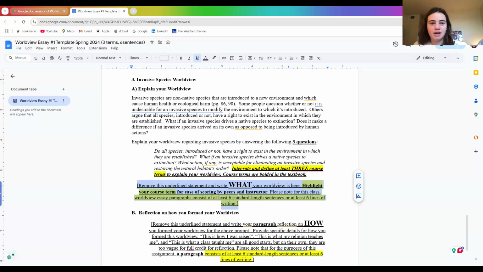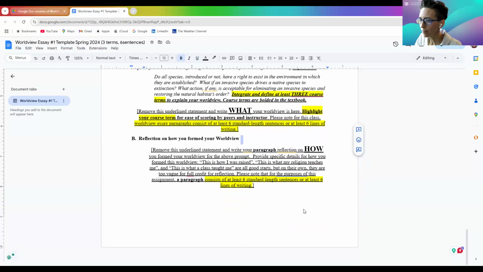Is this template on Canvas? Yes, you will have access to it. You always have access to it. You don't have access right now because the assignment is not public, it's not published at the moment, but when it comes, you will be able to see it. Great question.